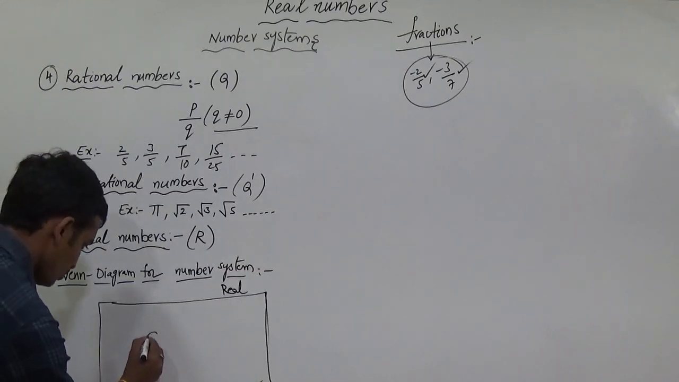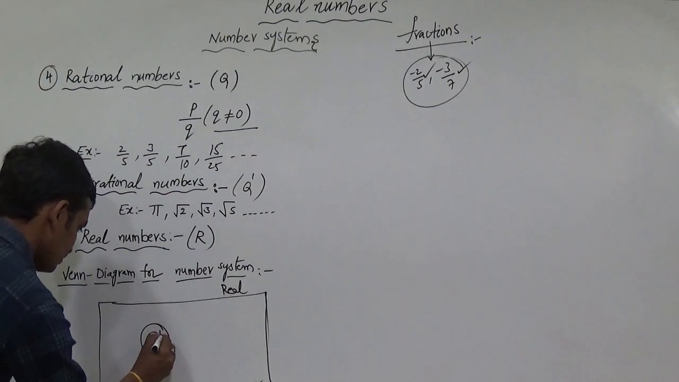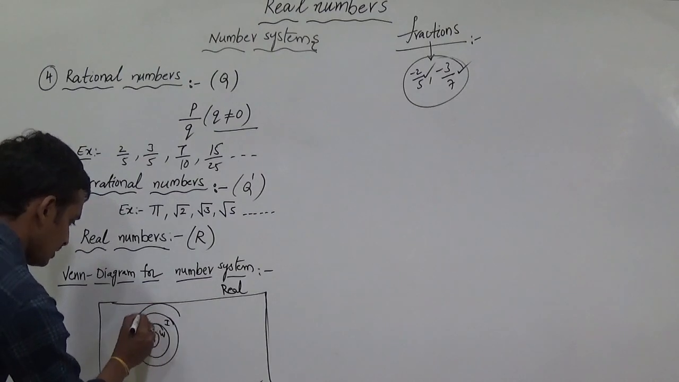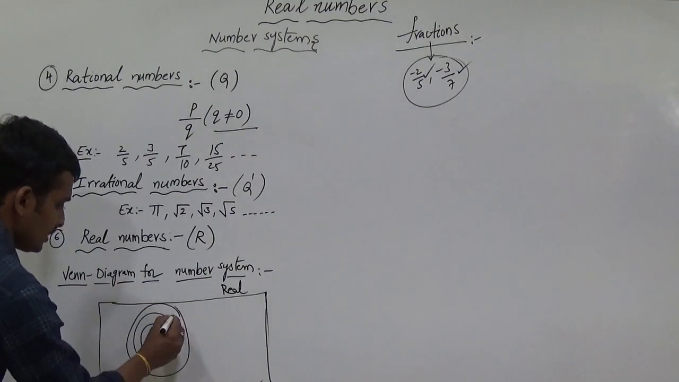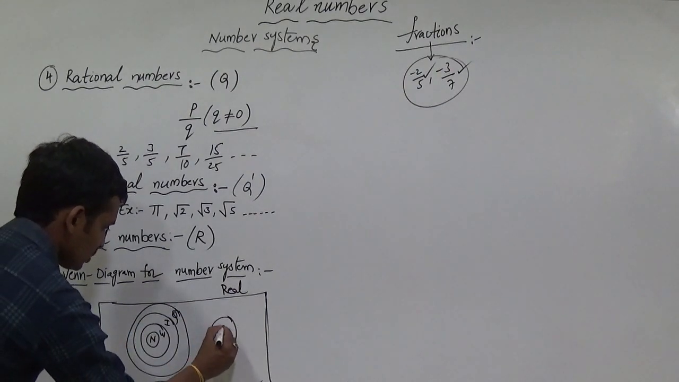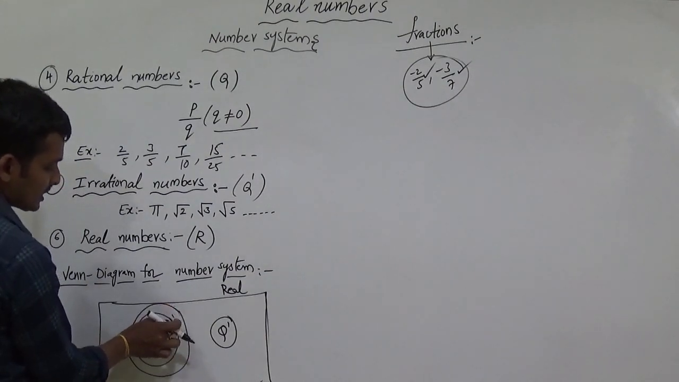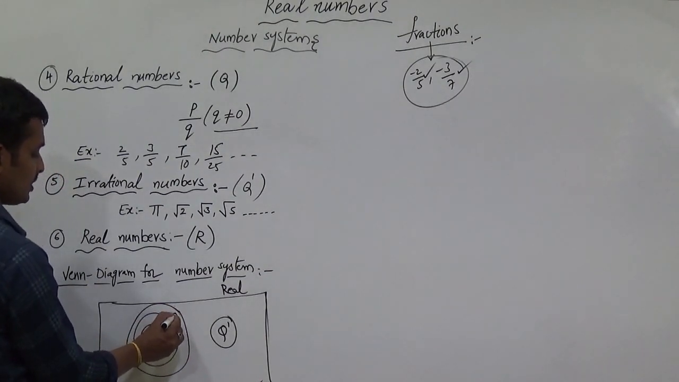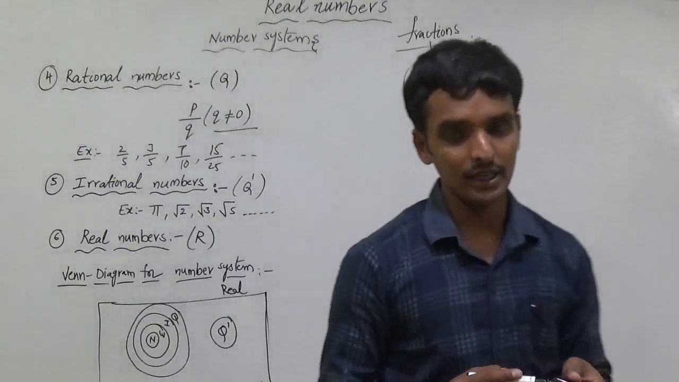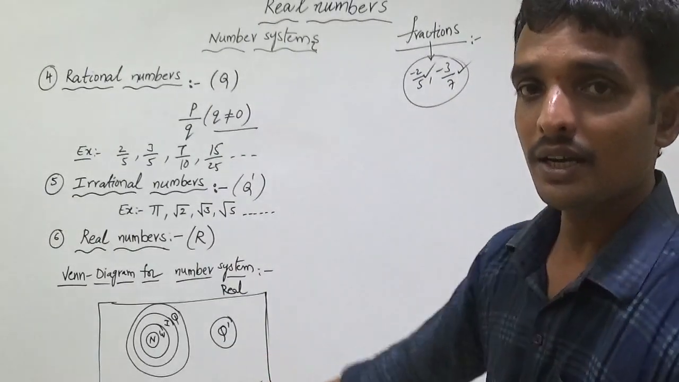Here the small circle is natural numbers. All natural numbers are whole numbers. All whole numbers are integers. All integers are rational numbers, Q, and the side one is Q dash. Q and Q dash do not touch. Why? Because Q is rational numbers and Q dash is irrational numbers. If you observe the diagram and keep it in your mind, you can understand very easily.